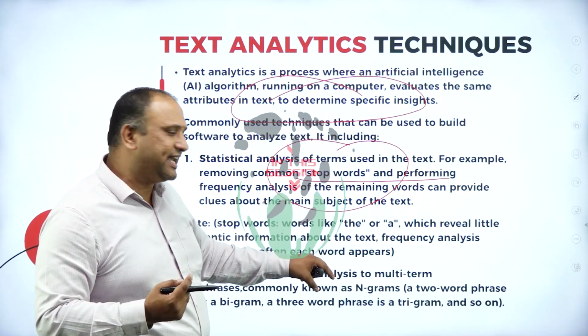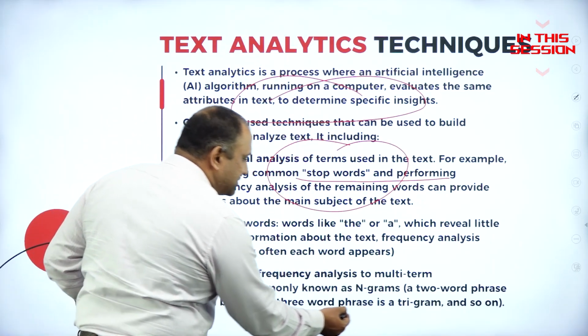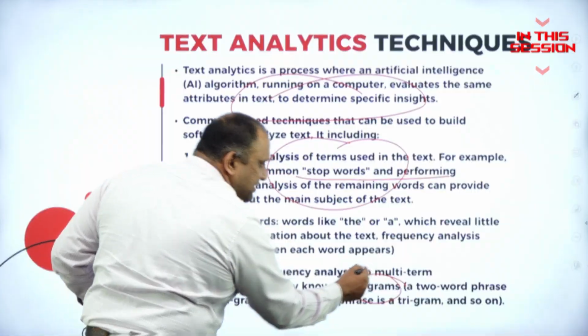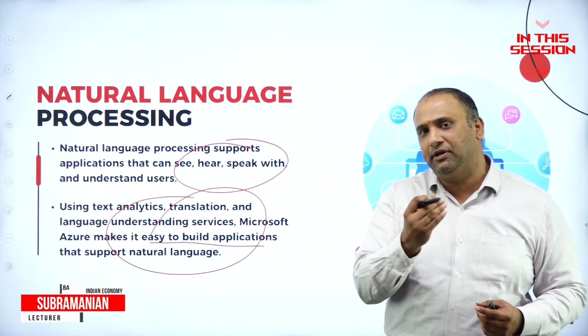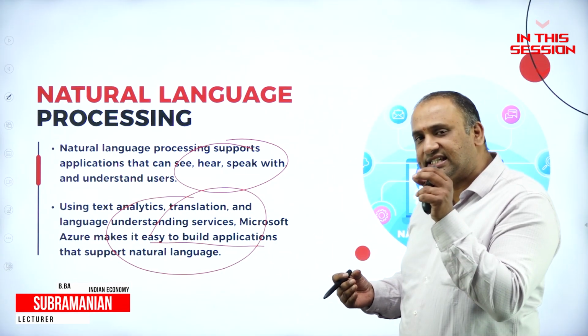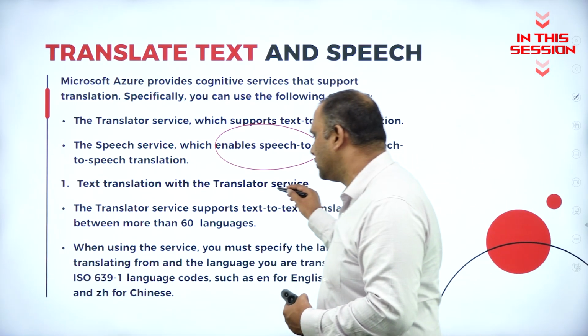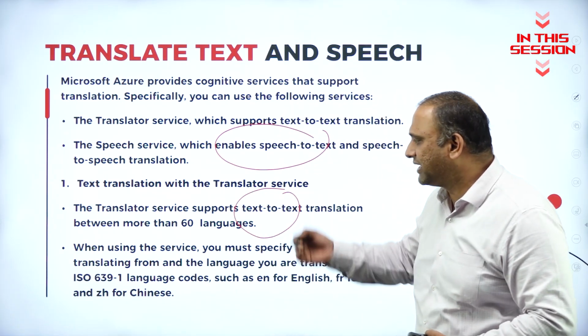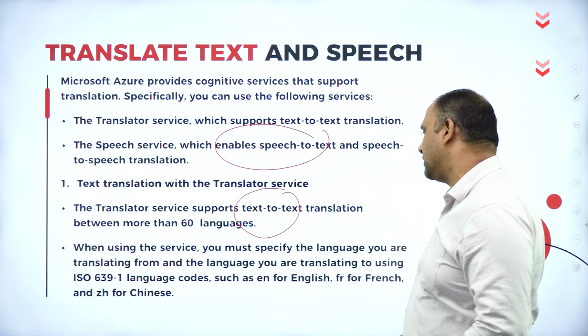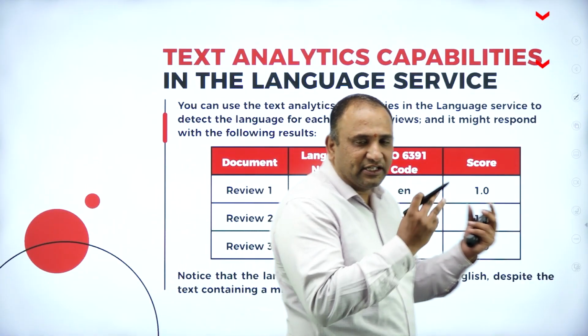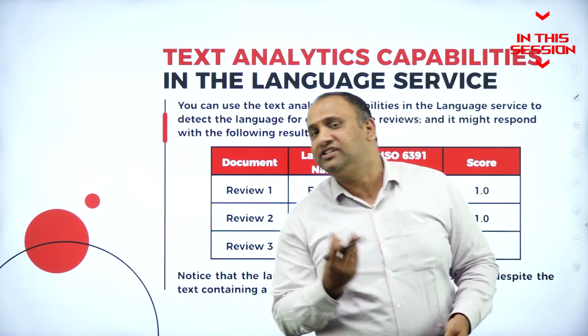Extending the frequency analysis to a multi-term phrase is normally known as n-grams. Microsoft Azure's primary job is to start building applications that will support natural language. Text translation will also be taken up. It supports text-to-text translation between 60 different languages. It's able to pick up English and Spanish, but not the French words separately.